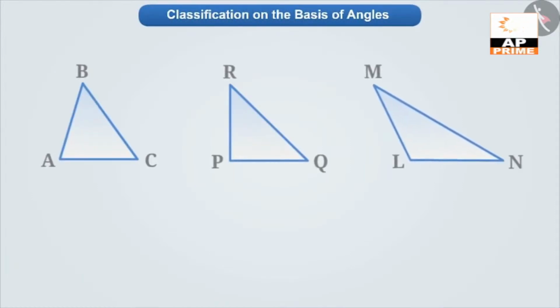Now, let's learn how to classify triangles on the basis of angles. Here, 3 triangles are given. Can you find any difference by looking at their angles? Try.